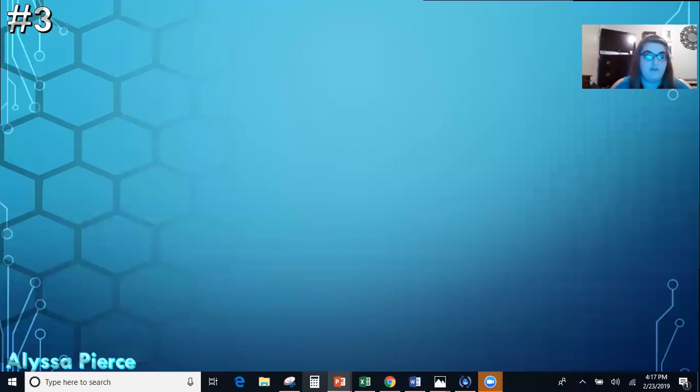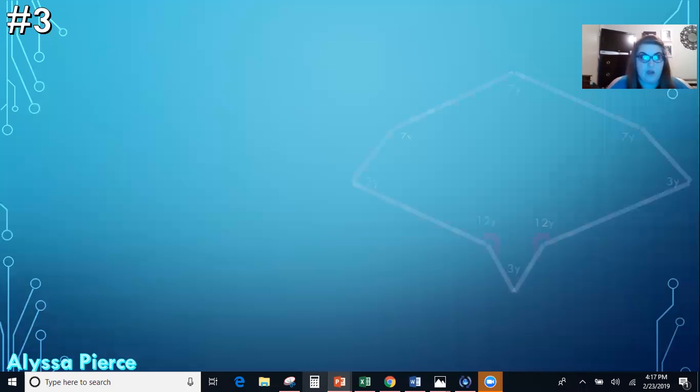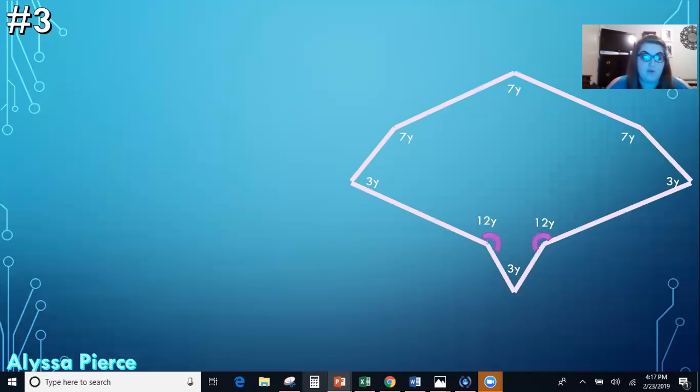So now that we have the 1080, we're going to get our shape pulled back up here, and then we're going to set the sum of the measurements of the interior angles equal to the value of the sum of the measures and solve for y.